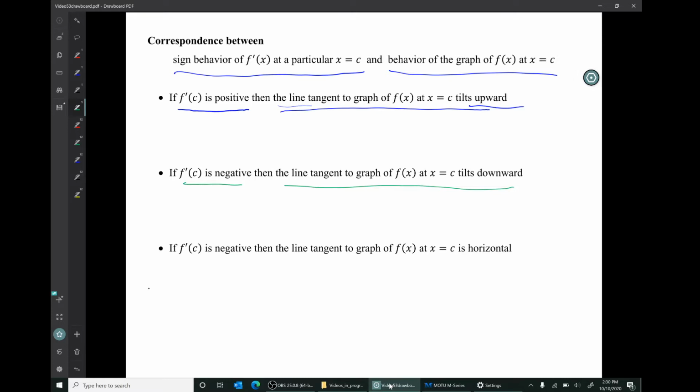And finally, this third one has a typo in it. This should say if f prime of c is 0, remember f prime of c is the slope of the tangent line. If that slope is the number 0, then that means that the tangent line is horizontal.